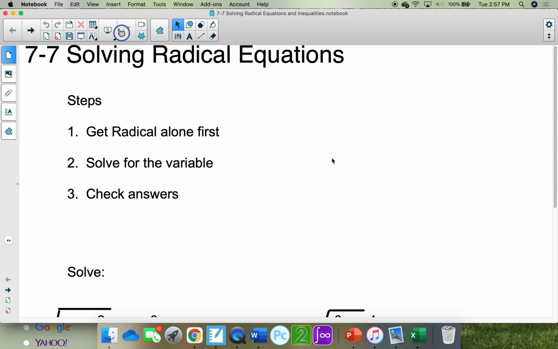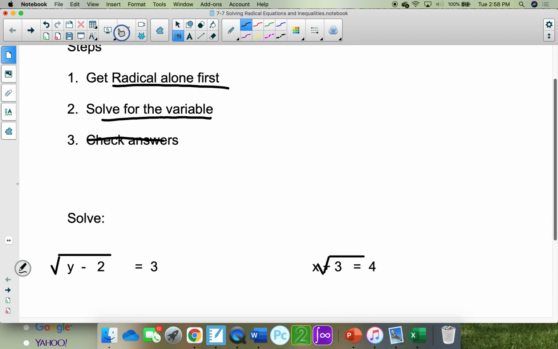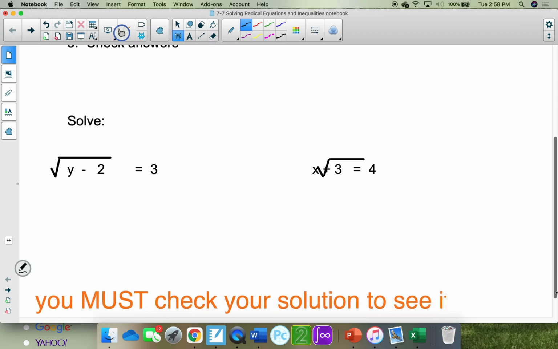7.7 is just solving radical equations. These are just the steps. You need to get the radical alone first, and then you have to solve for whatever the variable is. You really don't need to check the answers because we can walk around and check the answers. So here we go.